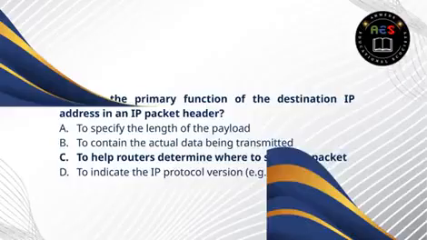Think of the IP address as the destination's mailing address. It guides the packet through the network to reach the correct device. It's not about specifying the payload length or containing the actual data. That's handled elsewhere in the packet. And while the IP protocol version, like IPv4, is indicated in the header, that's not the purpose of the destination address itself. Understanding this is crucial because it highlights how IP addresses function as the routing guideposts in our network communications, ensuring data gets to the right device efficiently.